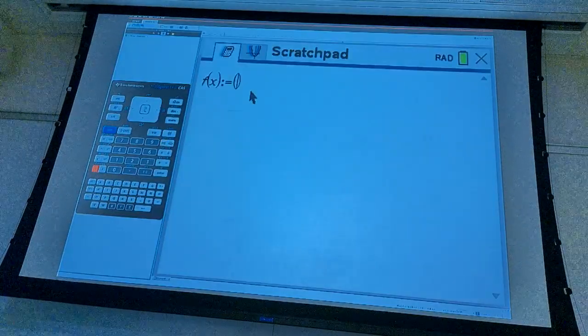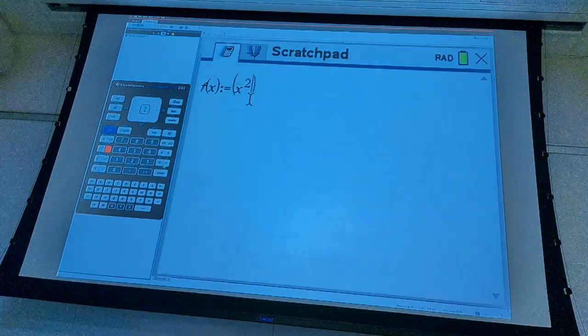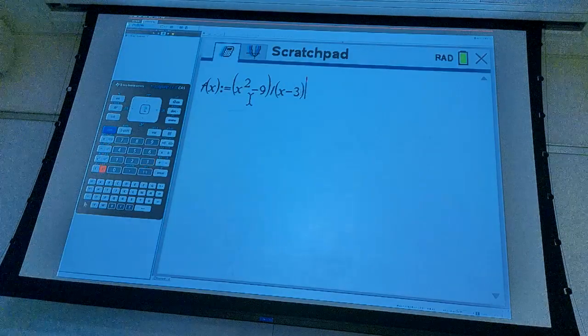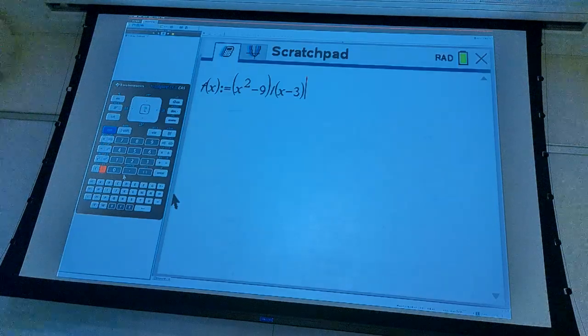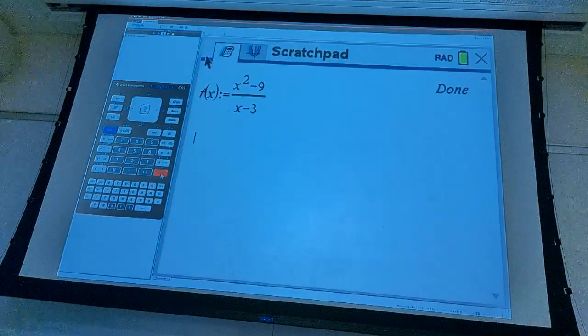Then the function. What was it? X squared minus 9, over X minus 3, and use parentheses correctly. Enter. F is now stored as a function of x, which now allows me just to do this.